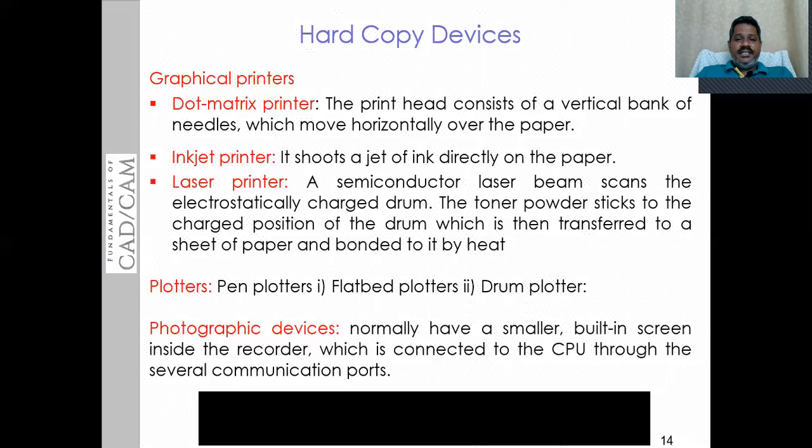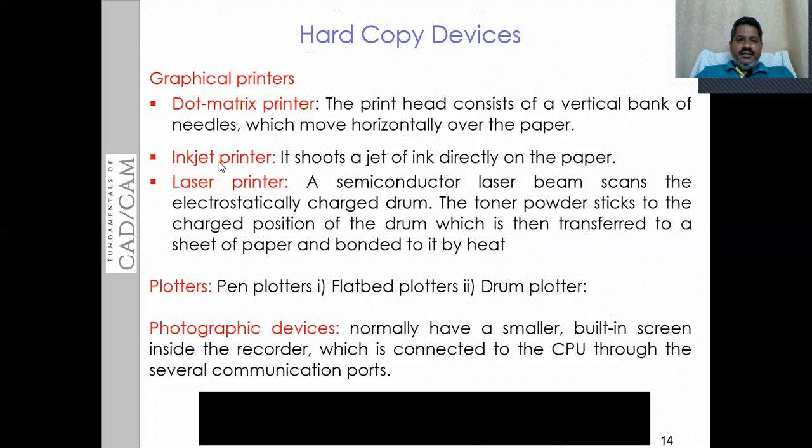This electrostatically charged drum is moved in the toner, which consists of the ink. Whenever this drum moves in the toner, the toner, which is ink powder, sticks to the electrostatically charged drum on which we are going to roll a paper to get the charged particles onto the paper. This is exactly the principle of the laser printer.